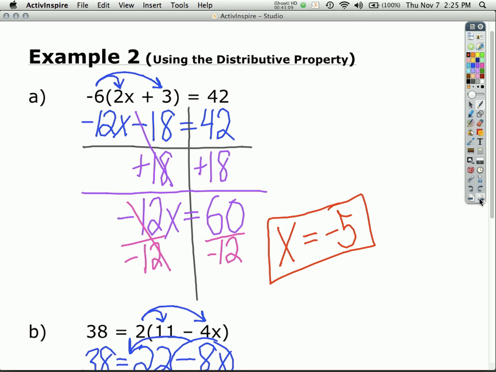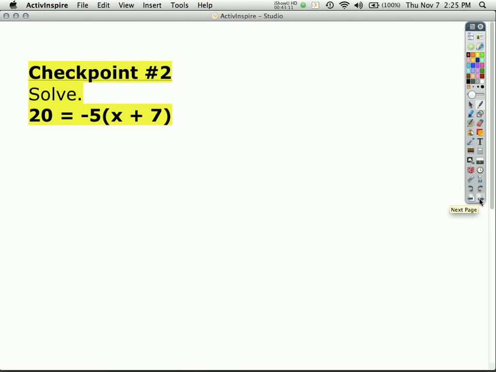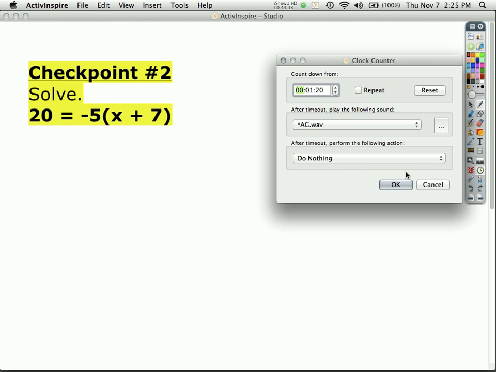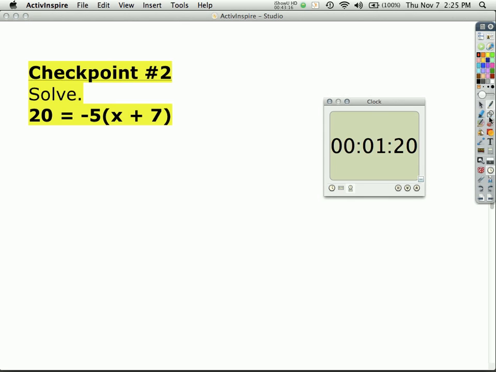Okay, let's see how you do on your own. Checkpoint number 2. Got a minute and a half. Go.